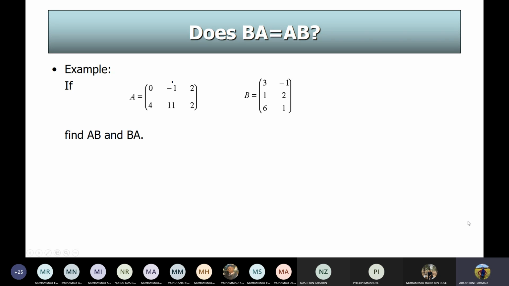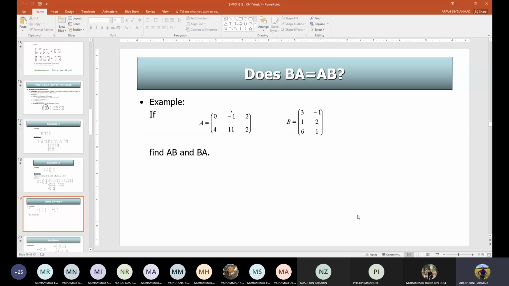Ada jawapan tak dekat dalam slide tu? Tak ada. Okey, cuba dapatkan matrix A darab B. So adakah dia sama dengan matrix B darab A? So cuba buat A darab B.